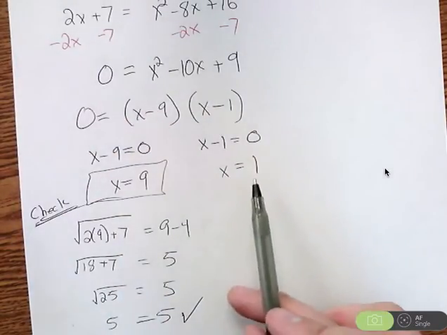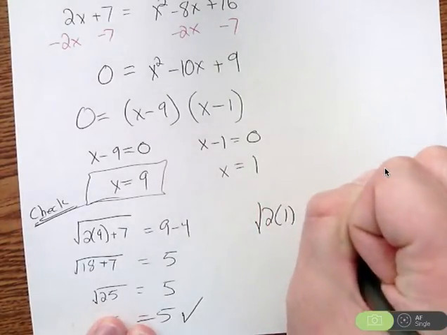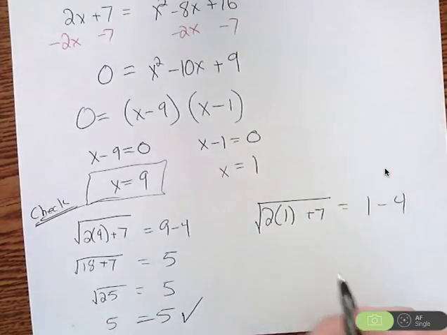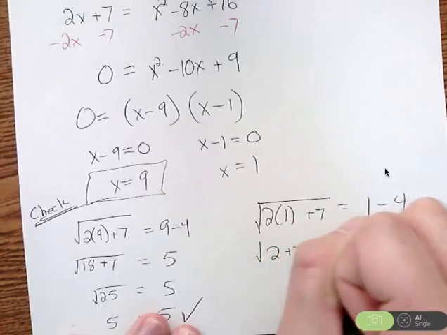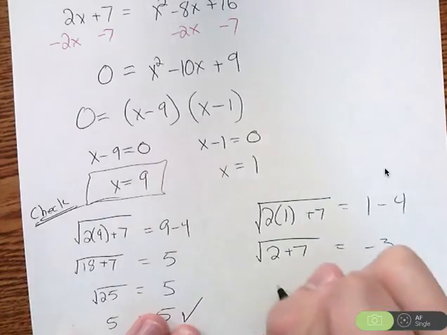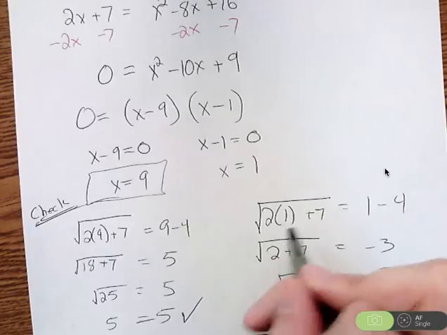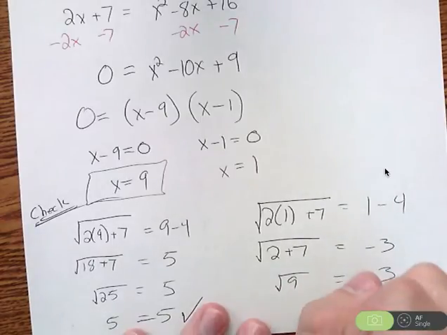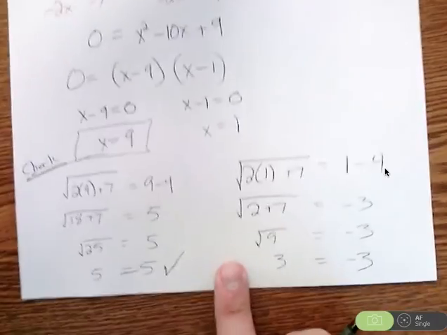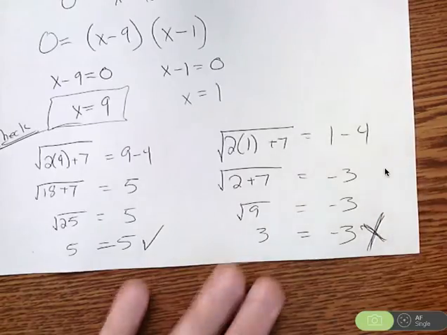Now I just need to check and make sure 1 works. Plugging that in, I'm going to have the square root of 2 times 1 plus 7 equals 1 minus 4. So I would have 2 plus 7 there. 1 minus 4 is negative 3. 2 plus 7 is 9. I'm going kind of quick here, but it's just basic math. The square root of 9 is 3. So I have 3 equals negative 3. That is an issue. 3 does not equal negative 3, so that does not check out and work.